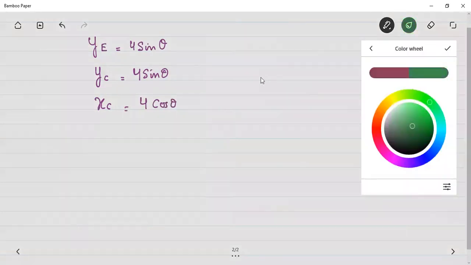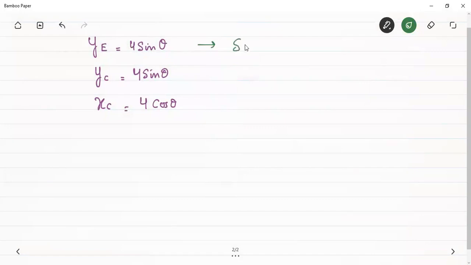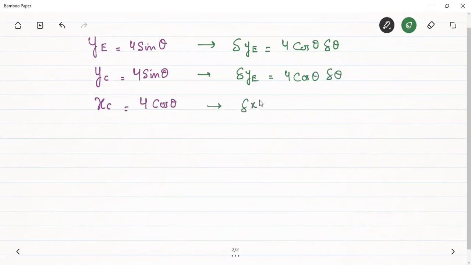Now, calculating the differential displacements, we can see that delta YE will be 4 cos theta delta theta, and here delta x of C will be minus 4 sine theta delta theta. So now if we apply the principle of virtual work, this will be equal to 0.